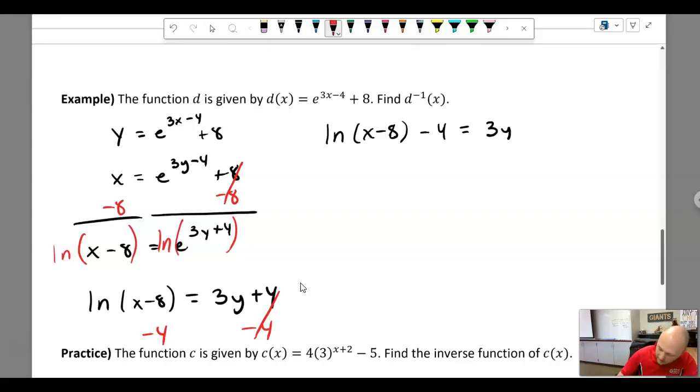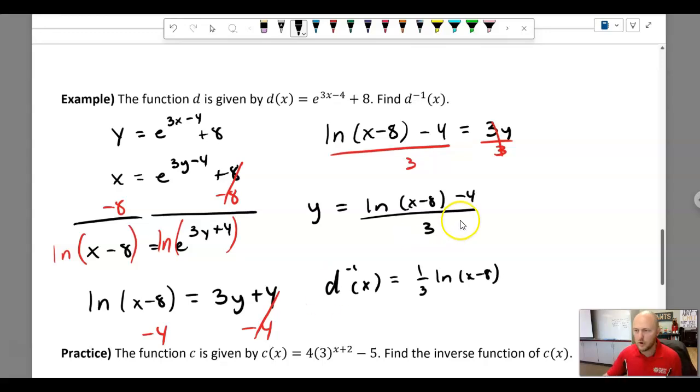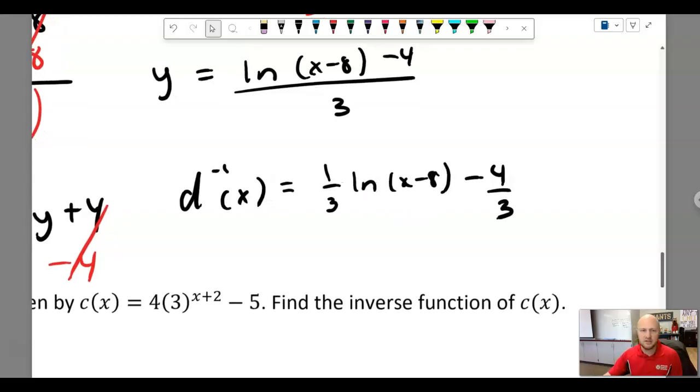And then now I'm going to go ahead and divide both sides by 3. And so we get y is equal to natural log of x minus 8 minus 4, divided by 3. This could be written as, I could divide each of these by 3. So 1/3 of the natural log of x minus 8. Remember, write it as a coefficient. And then I also have to divide this 4 by 3, so negative 4/3. Okay, so there is your inverse.